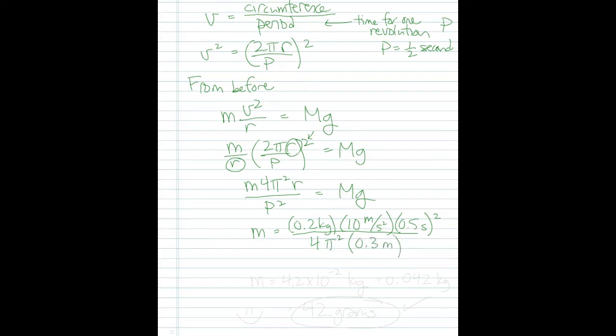So I'll pause here and type all that into my calculator. Okay, I'm back, and I plugged that all into my calculator, and I get that m is equal to 4.2 times 10 to the minus 2 kilograms, so 0.042 kilograms, which is 42 grams. And that's the answer.